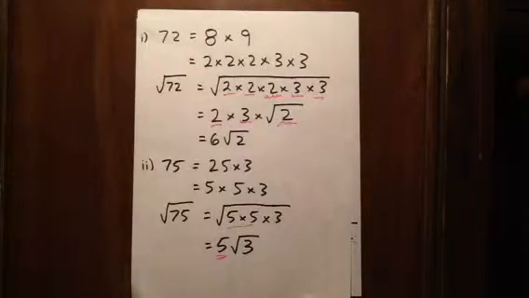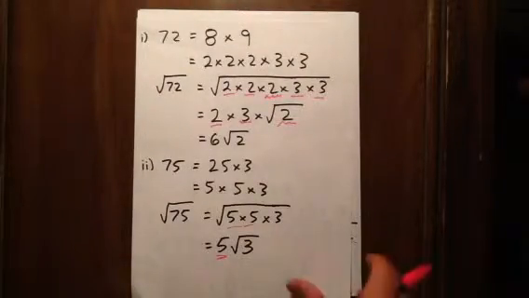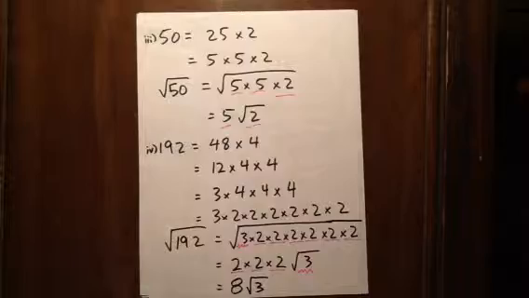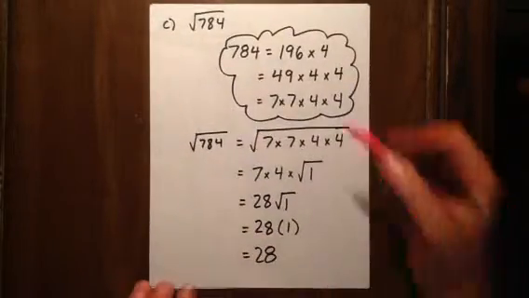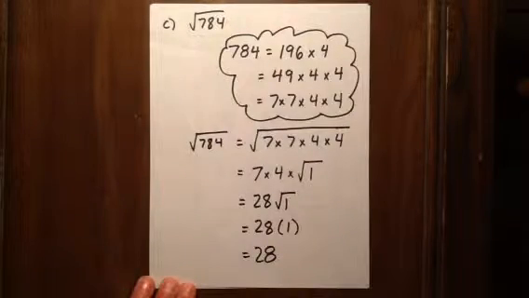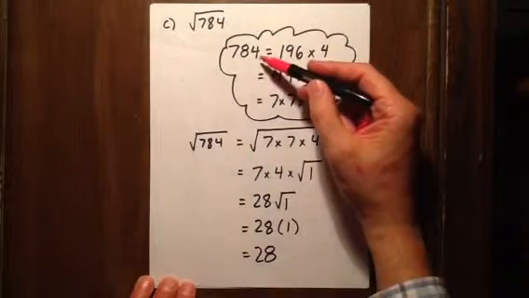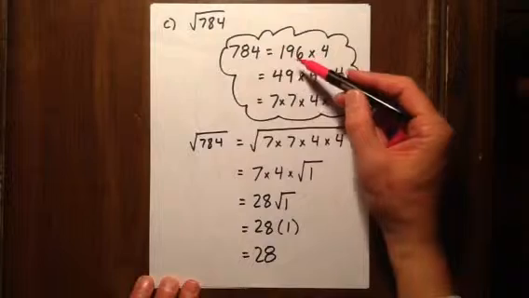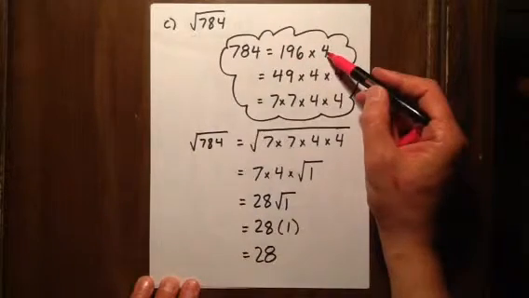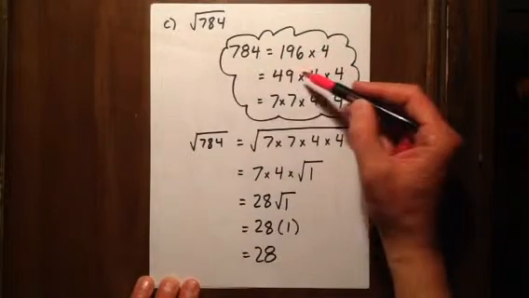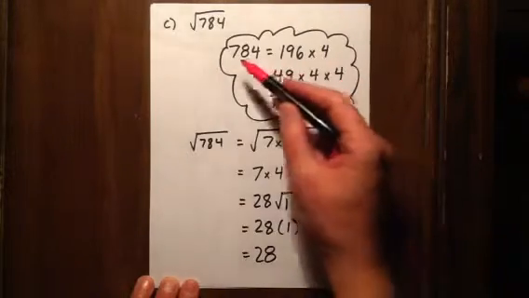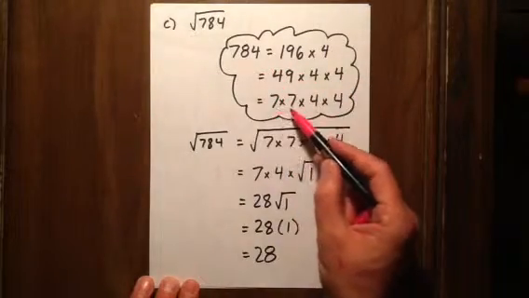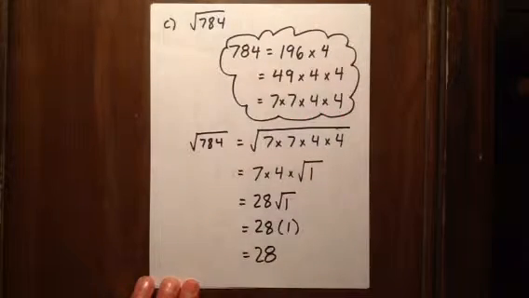Okay, moving to our next question here. We want to evaluate the square root of 784. Well, we'll figure out what 784 equals. 784 is 196 times 4. 196 is 49 times 4. 49 is 7 times 7. So really, 784 breaks down to 7 times 7 times 4 times 4.